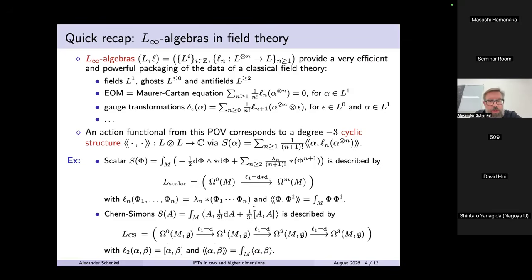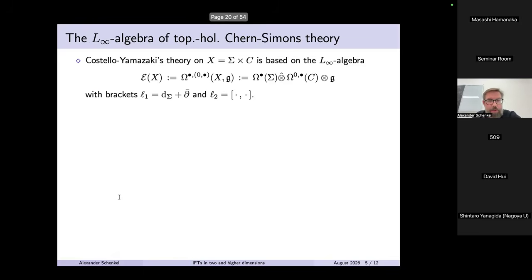Okay, so there are systematic ways to translate traditional data like action functionals into L-infinity algebras and vice versa. This is the main point I wanted to make here. Let me now say a few words about the L-infinity algebra of topological holomorphic Chern-Simons theory. So this topological holomorphic Chern-Simons theory of Costello and Yamazaki, let's recall that this is defined on a product manifold consisting of a two-dimensional space-time Sigma and the Riemann surface C, CP1 in this talk.